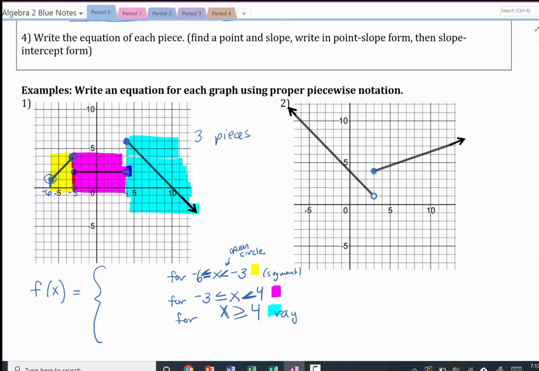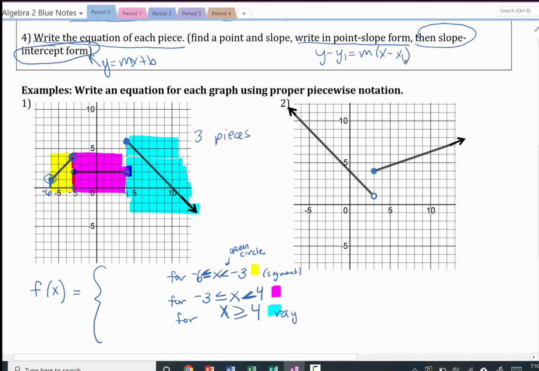Step 4 is writing the equation of each piece by finding the slope and intercept. So often that's what I will do. I will find slope and y-intercept because that would be the easiest way if it's possible. So that's when you use mx plus b. But sometimes it will not be possible to determine the y-intercept from the graph. So you will have to use point slope form sometimes. And so we'll have to do that at times.